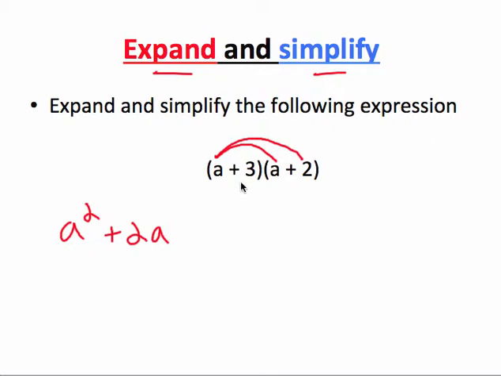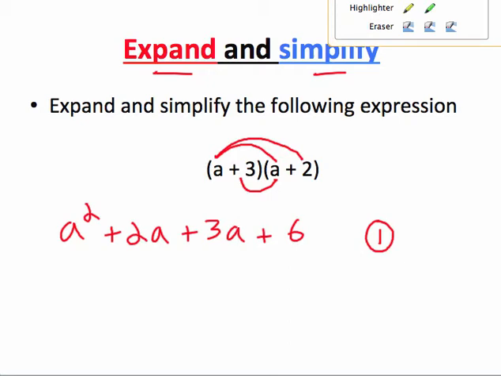Now I move to the bottom: 3 multiplied by A gives me plus 3A, and then plus 3 multiplied by plus 2, 3 times 2, gives me plus 6. That is an easy 1 mark. However, it's not the full marks of the question because I need to do the next bit, simplify.